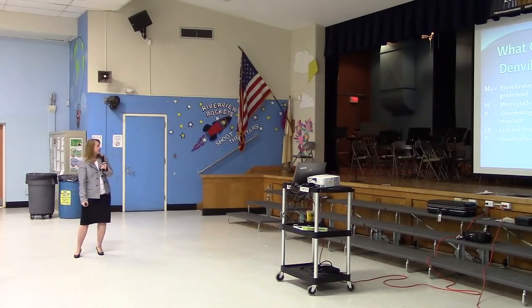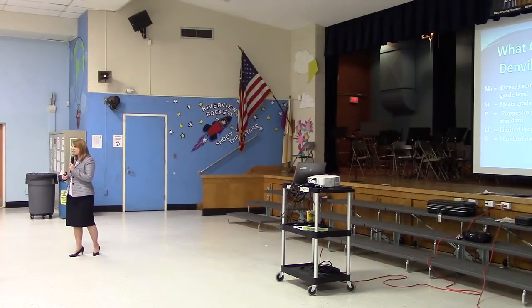So M is meeting the standard. P is progressing towards but not yet meeting. Those are students that are really close to meeting the standard. They're working at it, they're getting better all the time, we're seeing growth, but they're not quite there yet. So that's where you see the progressing.